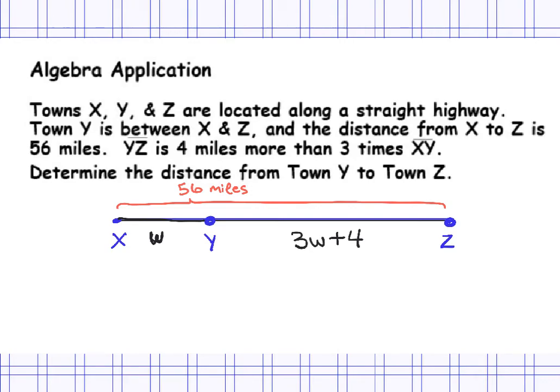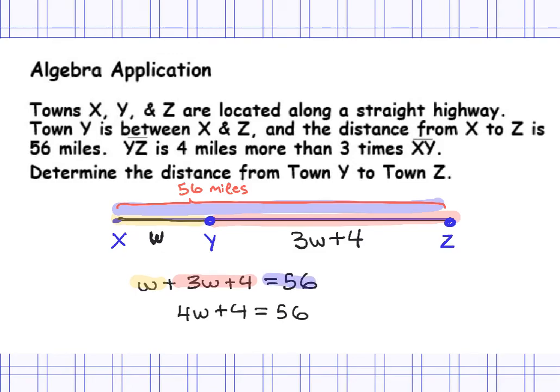So now I've set up a scenario where I'm able to use the segment addition postulate and do this first little segment plus the second segment is equal to the entire thing, and I can solve for the missing variable. So now I know that W plus 3W plus 4 is equal to 56. If I combine like terms, I have 4W plus 4 is equal to 56. Then if I subtract 4 from both sides, I get 4W is equal to 52. After dividing both sides by 4, I'll get my final result of W is equal to 13.